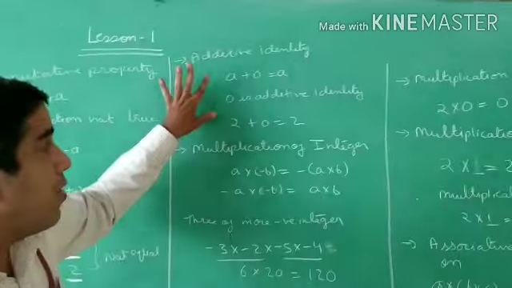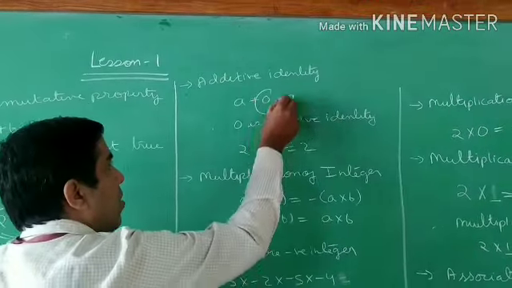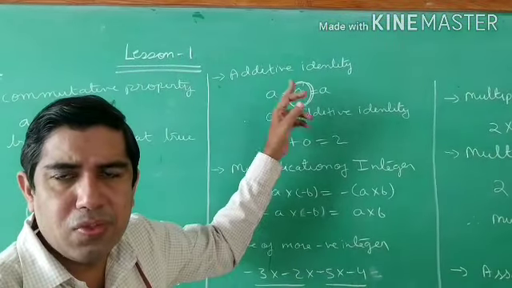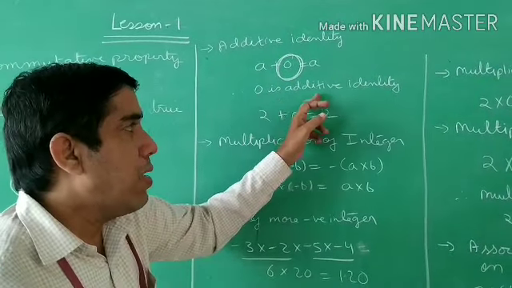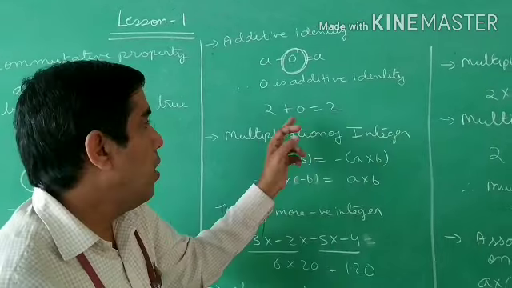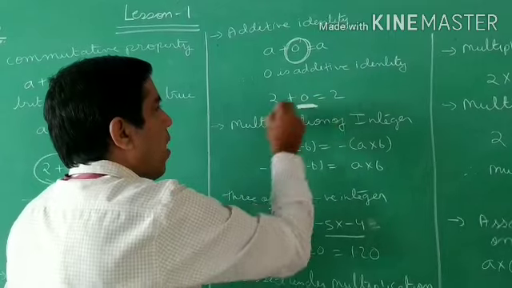Now additive identity. Additive identity means which number you add to the given integer so that the answer comes the same, and that number is 0. If you add 0 to any integer, the answer comes the same. So A plus 0 is equal to A. So 0 is the additive identity. Now 2 plus 0 is 2. So here 0 is the additive identity.